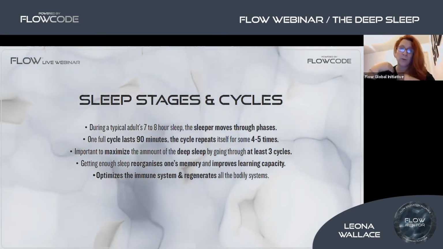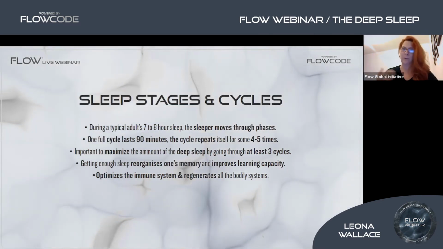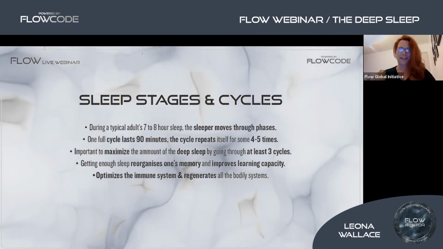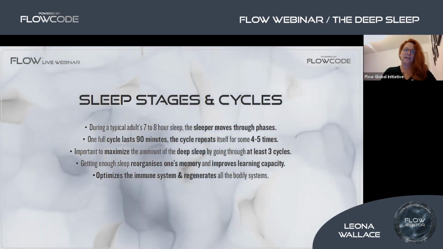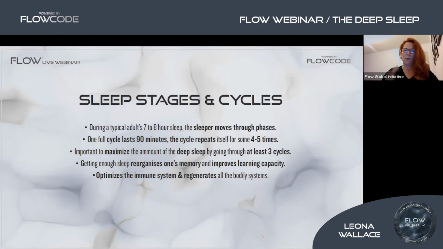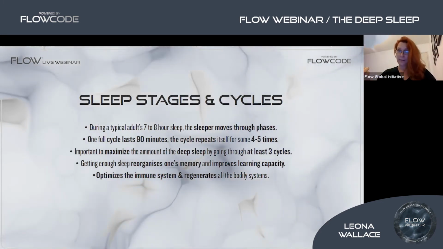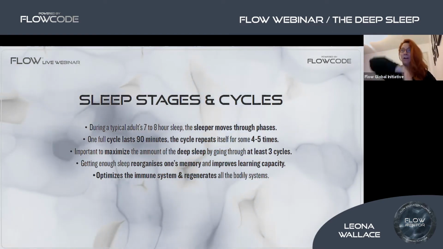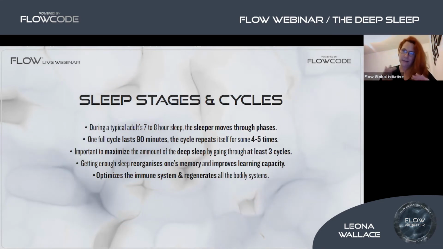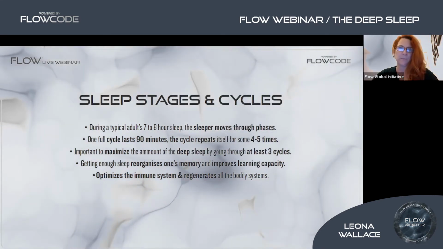So I don't know about you, but my cycles have been getting disturbed lately, and that really affects my productivity and the way I am the next day. We want to learn how we can maximize these cycles, because getting enough sleep reorganizes your memory. It improves your learning capacity, optimizes your immune system, and regenerates all of your body. It needs to downregulate and get into sleep.